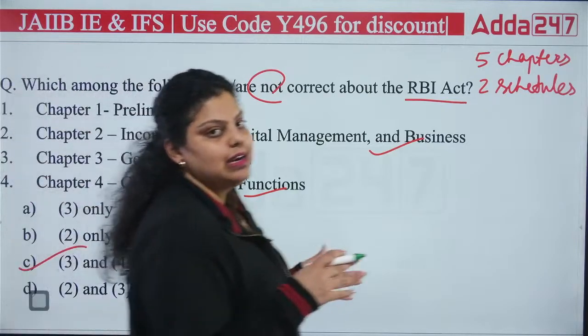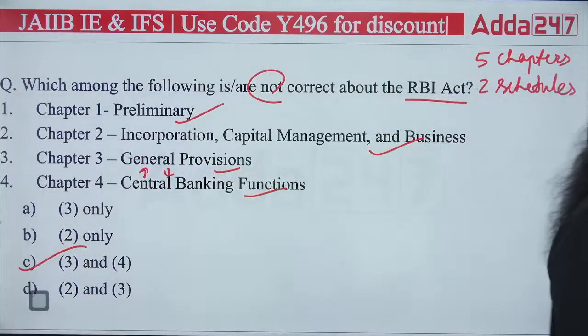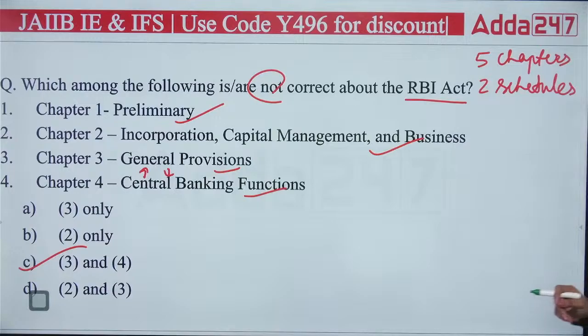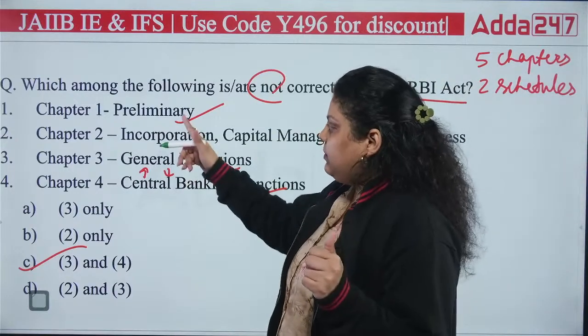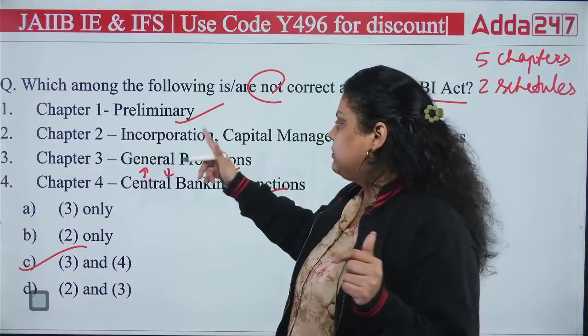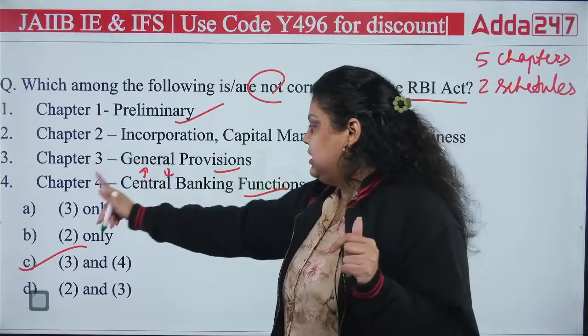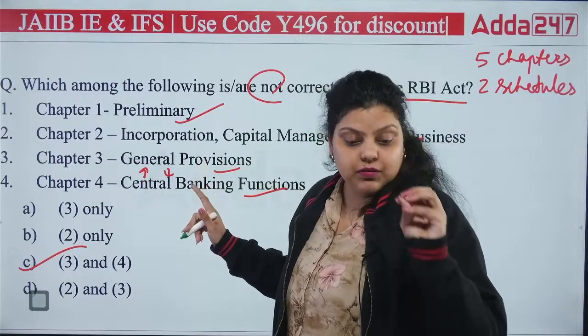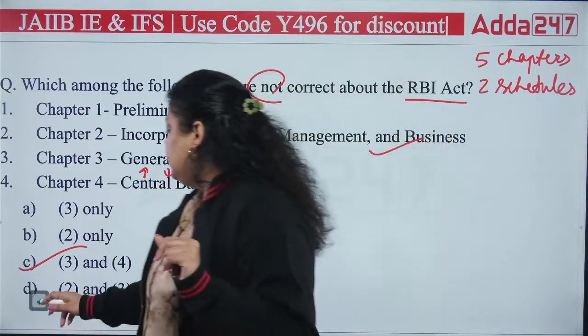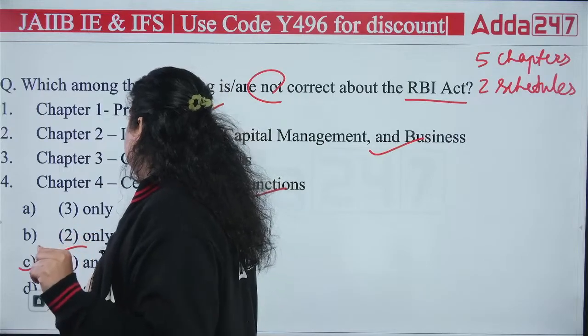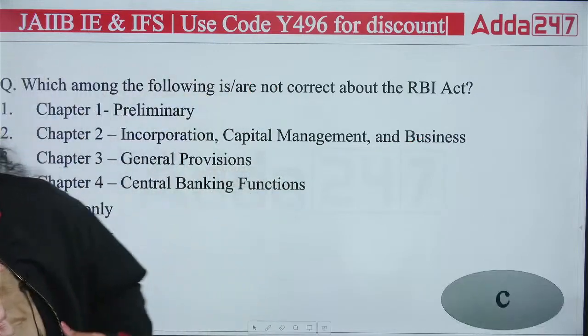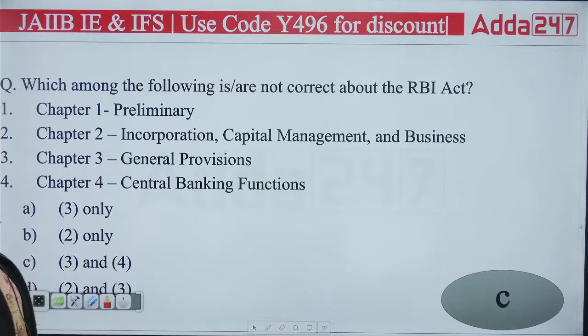Okay, first and second is the right combination, but third and fourth is interchange. So the right answer will be C. Apart from that, remember, chapter 1 talks about preliminary, chapter 2 talks about incorporation, capital management, business, chapter 3 talks about the central banking function, chapter 4 talks about general provision, and chapter 5 talks about the penalties. So the right answer here will be option number C.